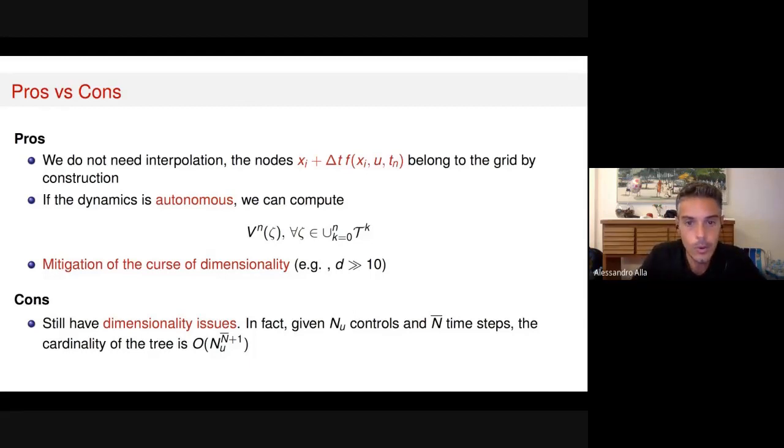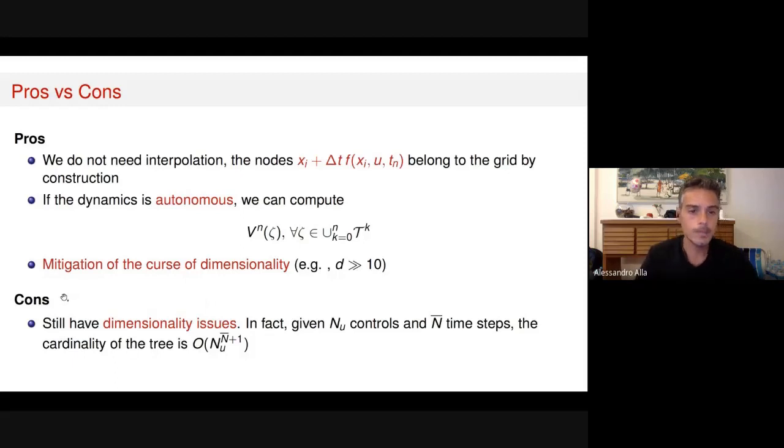Just to give an idea, till 10-15 years ago, that was possible to solve this equation up to dimension 4. Now we are doing lots of work on this mitigation. Of course, it doesn't solve the curse of dimensionality, but we get something which is reasonable also for higher dimensions.